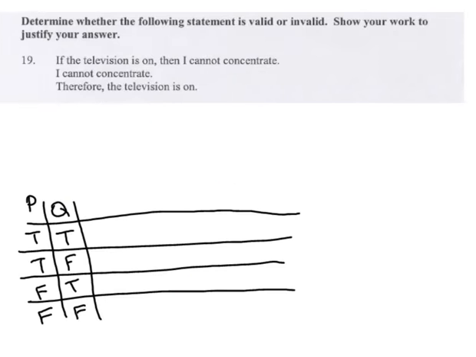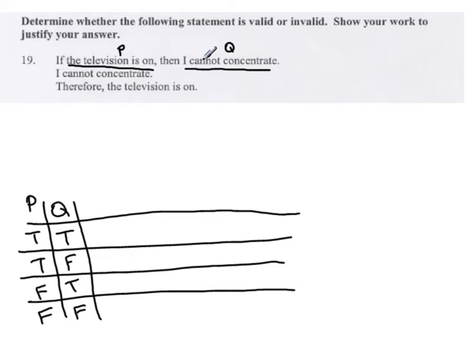Okay, the last problem of Chapter 3's exam review is in determining whether a statement is valid or invalid. To do that, we're going to need a truth table, but you'll see we don't have a statement to prove yet. That's based on your translations of these sentences. So I'm going to say P is the television is on, and Q is I cannot concentrate.